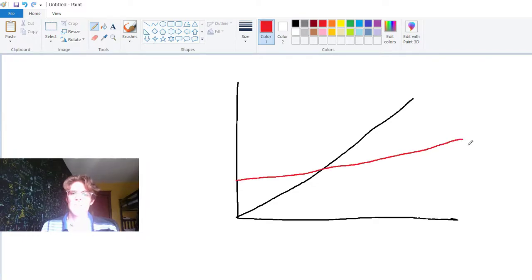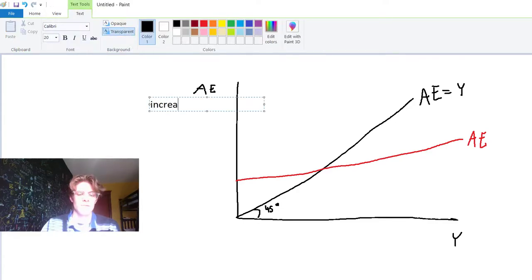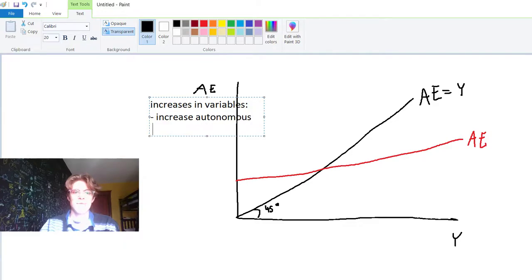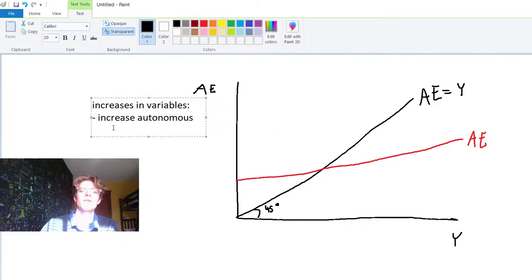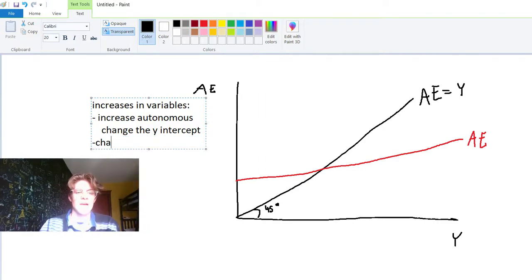This is the function of our economy, right? And this function is just like the 45-degree line. It's just like potential output. Okay, so what happens now if we increase one of the variables? Let's increase one of our autonomous variables. If we increase an autonomous variable, then we are going to change the y-intercept. And if we change the induced variables, we are going to change the slope.